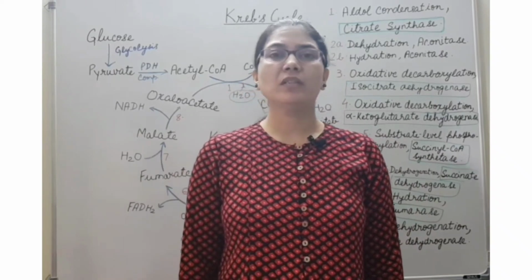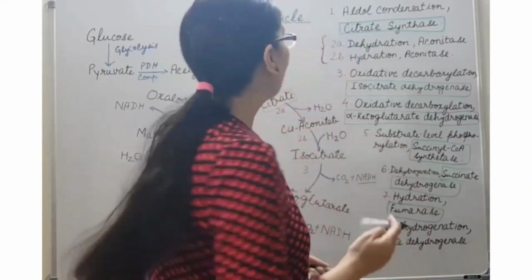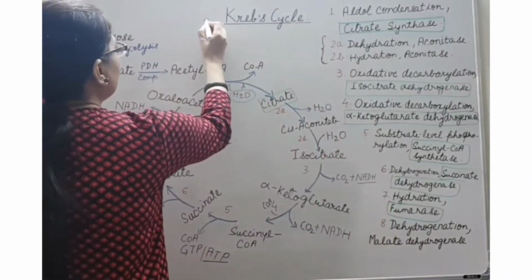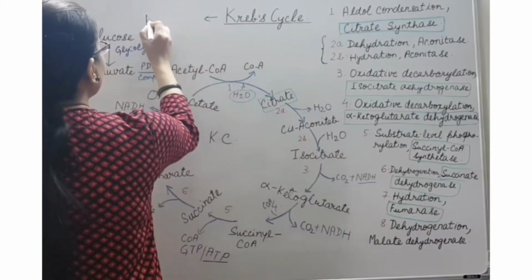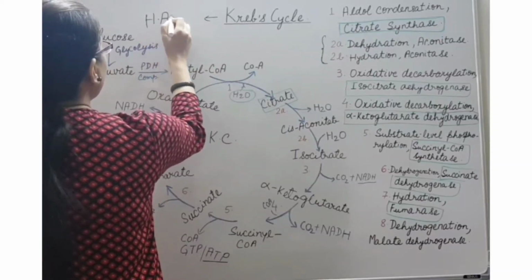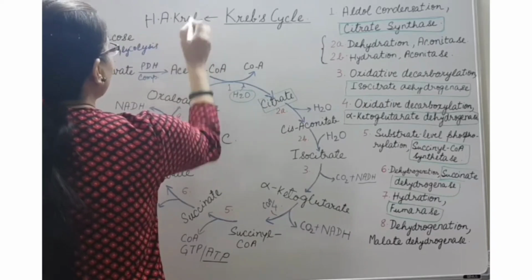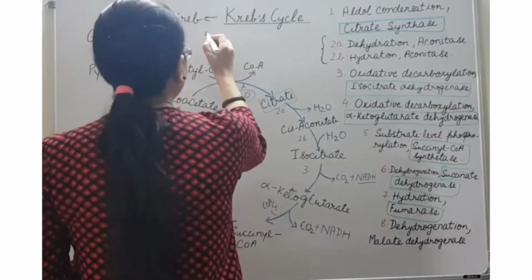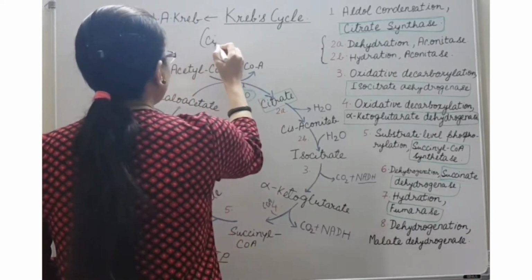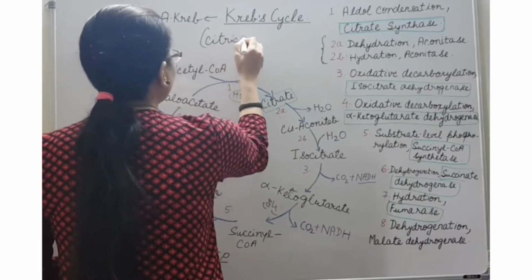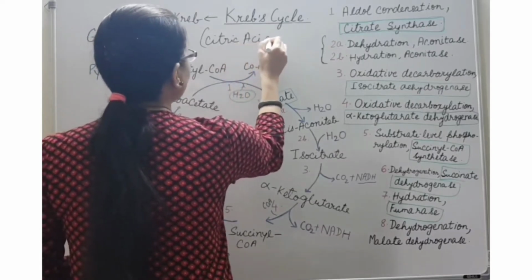We are going to learn about Kreb cycle. Kreb cycle, it was discovered by H.A. Kreb, a biochemist. Hence the name Kreb cycle. It is also known as citric acid cycle.